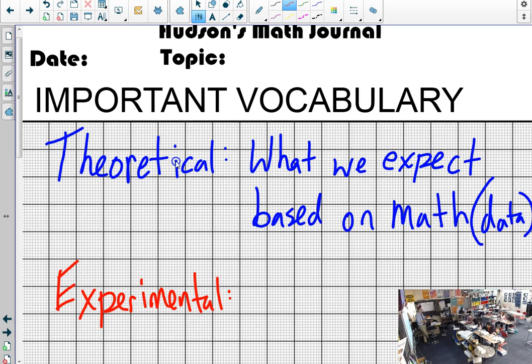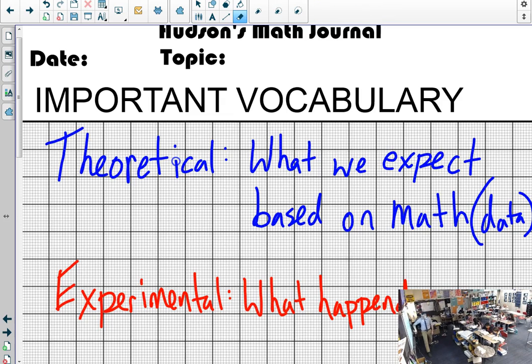What do you think experimental means? If theoretical is what we think will happen, Alex? What we know will happen by testing it. What did happen when we tested it? But yeah, I agree. What happened? If I could spell right.